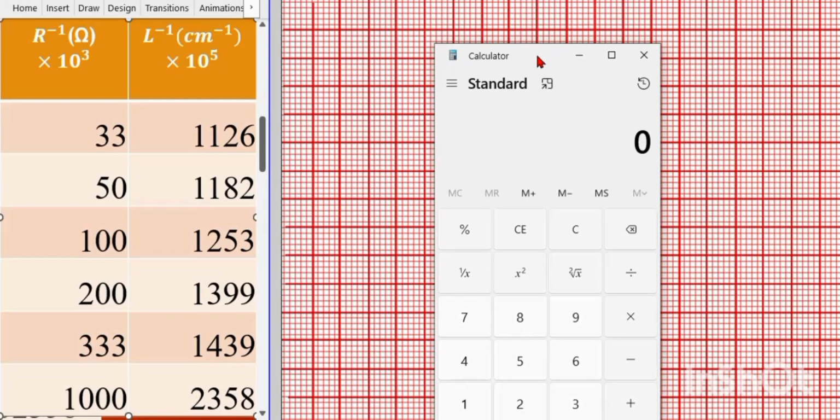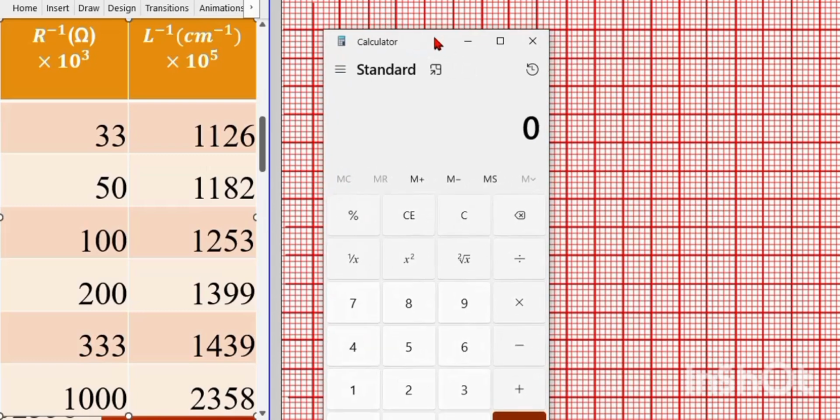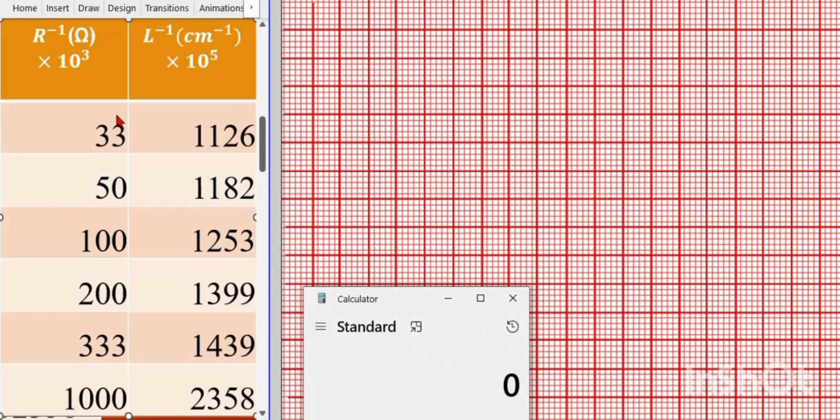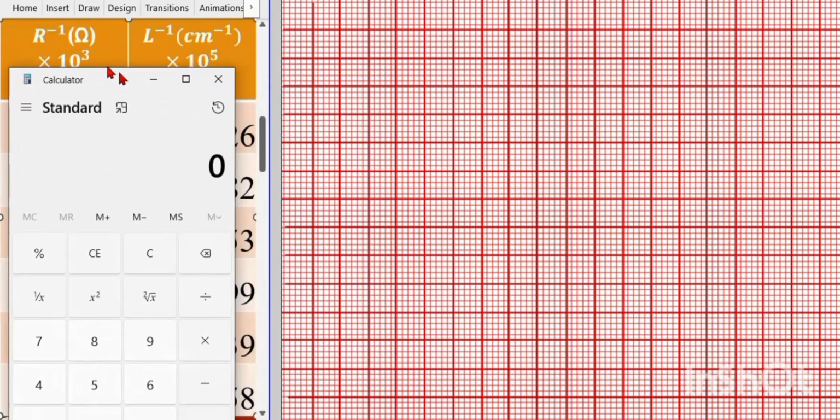Now let us try to plot the graph. So these are the things you need. You need your calculator in place in order to be able to plot your graph. You need your graph book, then you need your table of value data in order to be able to plot the graph. So we are plotting resistance inverse against L inverse.